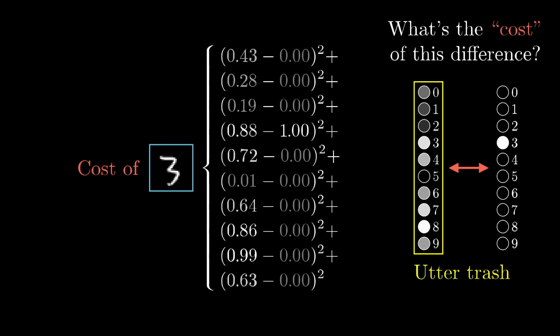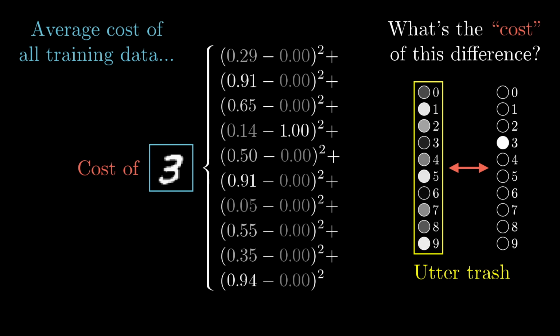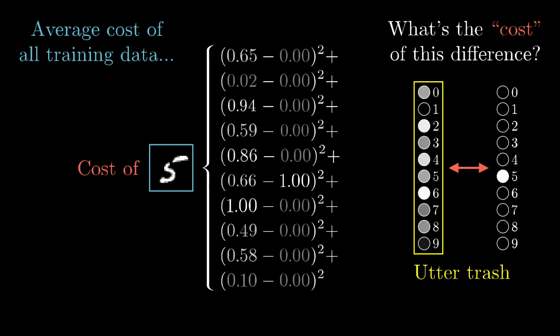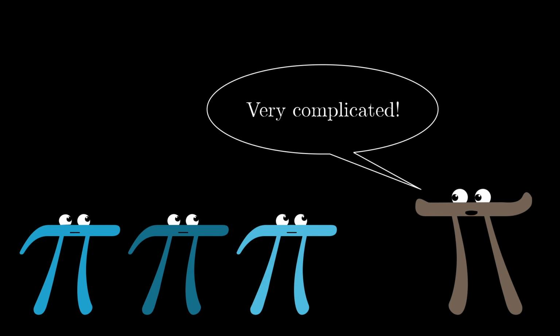So then what you do is consider the average cost over all of the tens of thousands of training examples at your disposal. This average cost is our measure for how lousy the network is, and how bad the computer should feel. And that's a complicated thing.